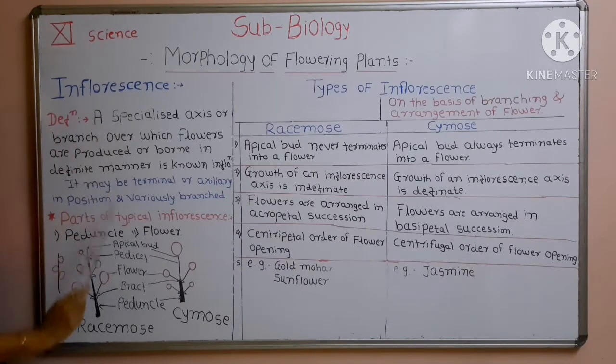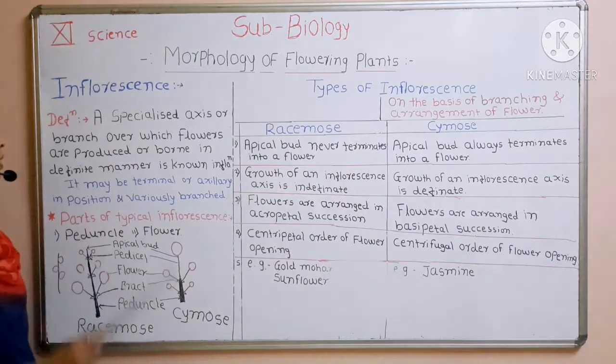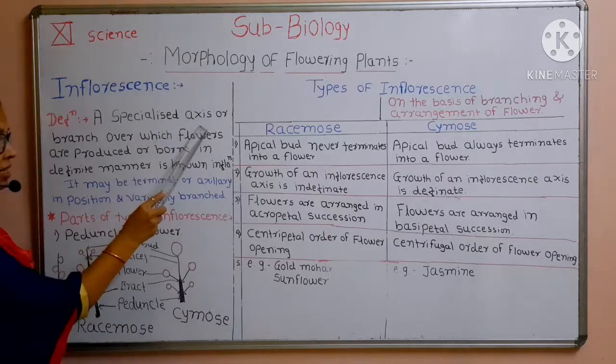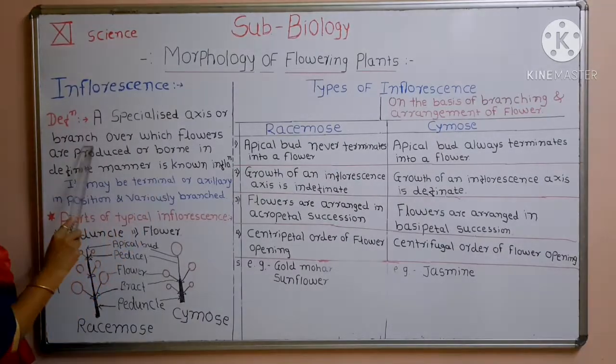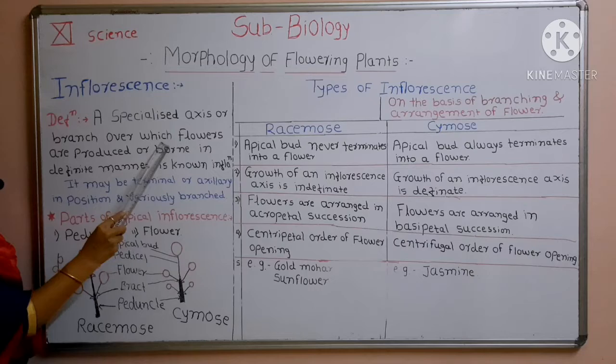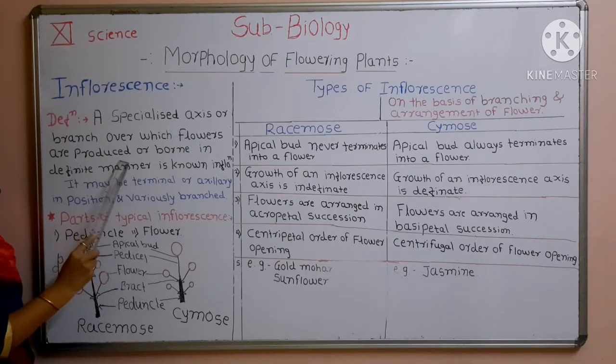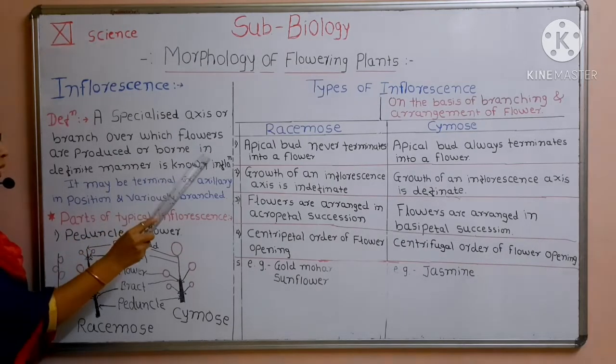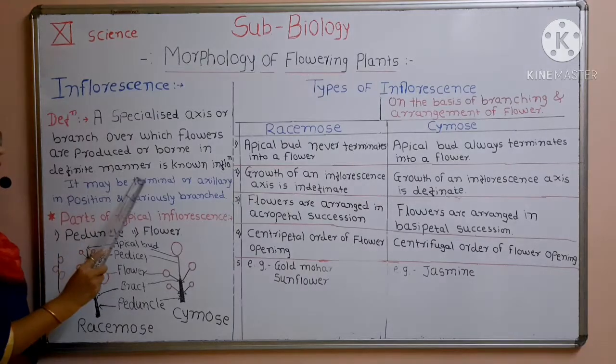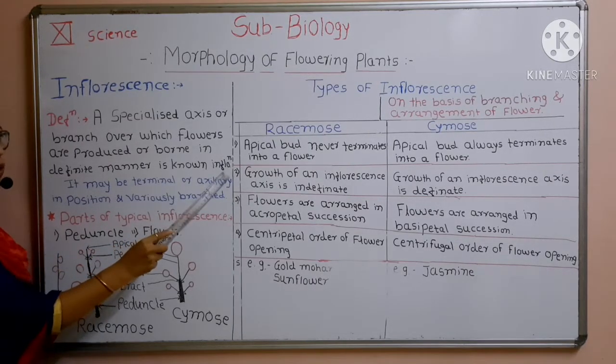So today we see the definition of inflorescence. A specialized axis or branch over which flowers are produced or borne in a definite manner is known as inflorescence.